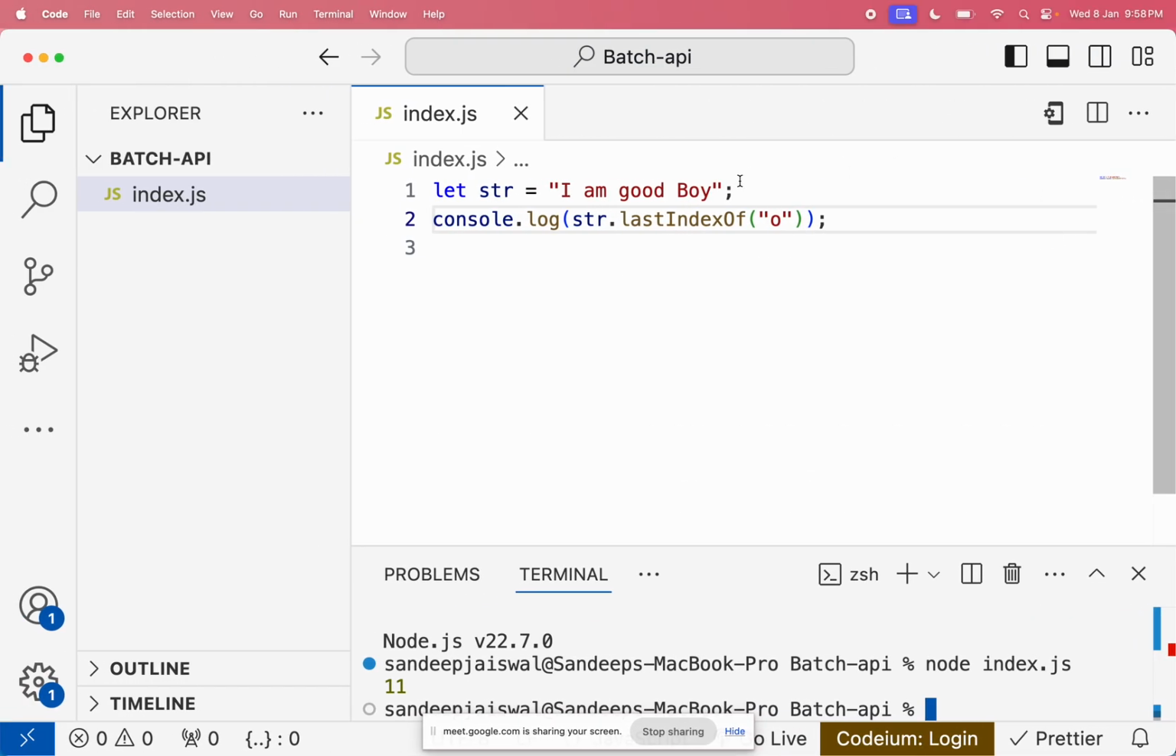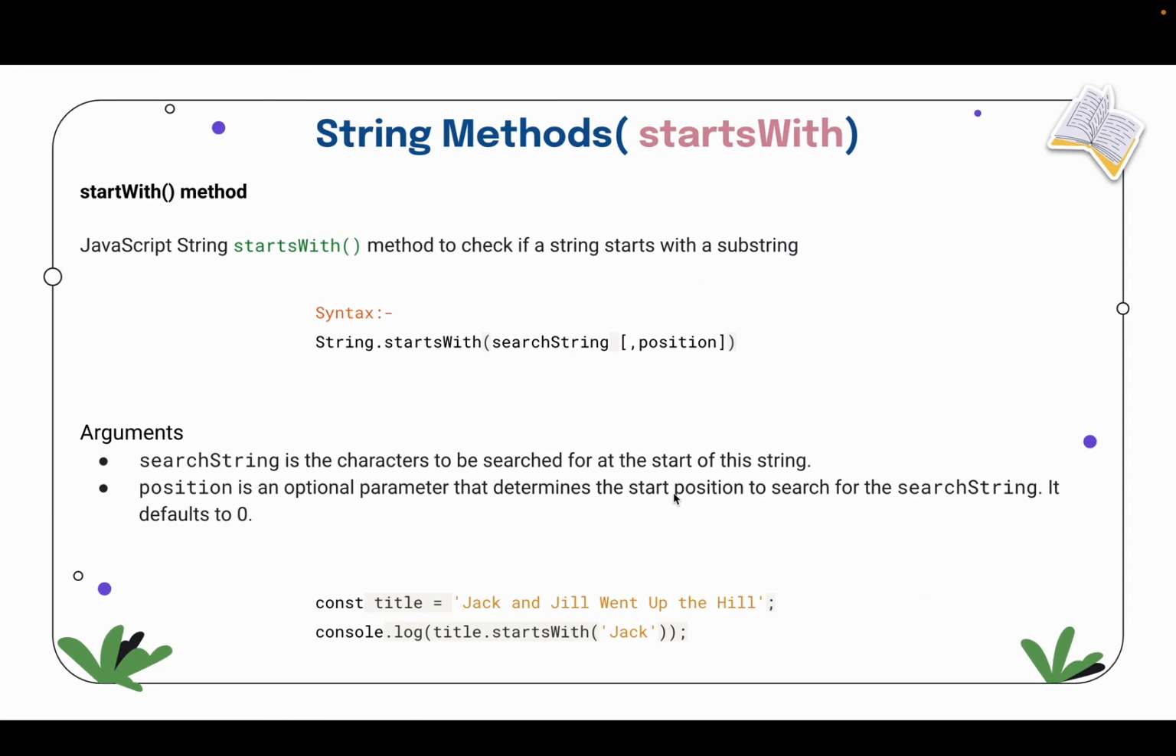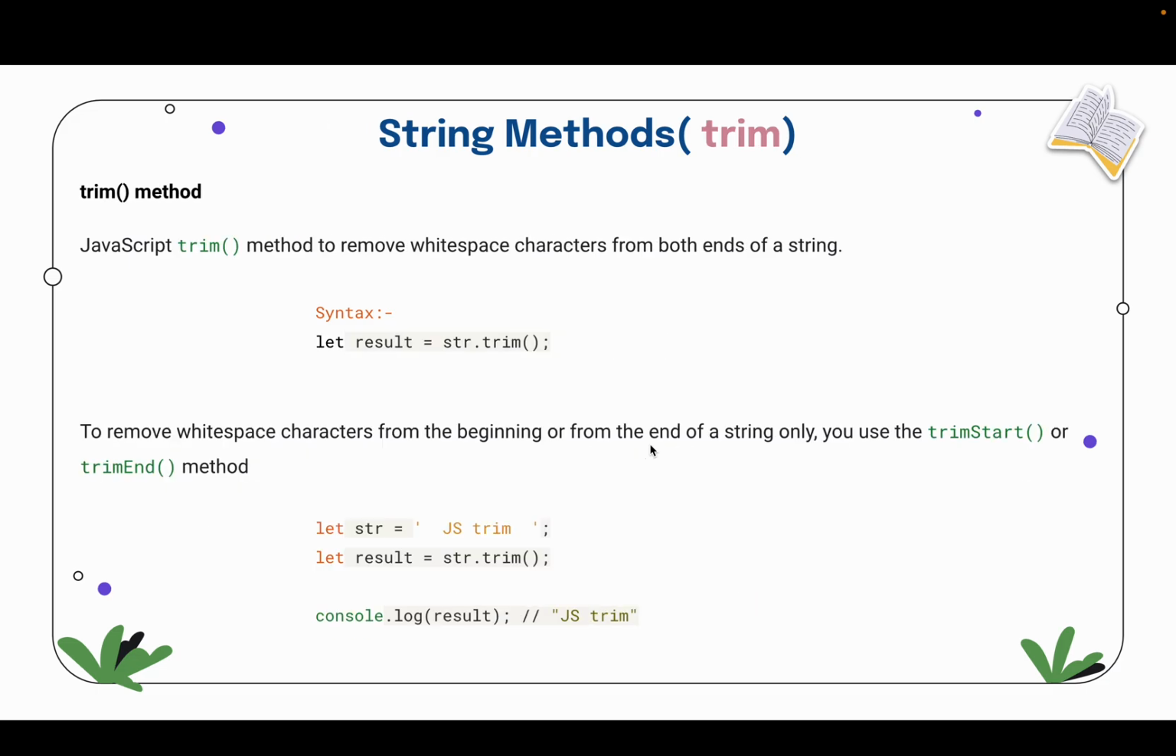Now next is startsWith and endsWith. By name itself it is confirmed: whether this string is starting with some character or not. This string is starting from I, right? So if it's starting from I, that will return true. If it is not starting from I, it will return false. endsWith checks whether it ends with Y, or ends with boy, or ends with good space boy, right? These all are endsWith. It will just return true or false. If it is matched, it will return true. If it is not matched, it will return false. Okay, so these are startsWith and endsWith.